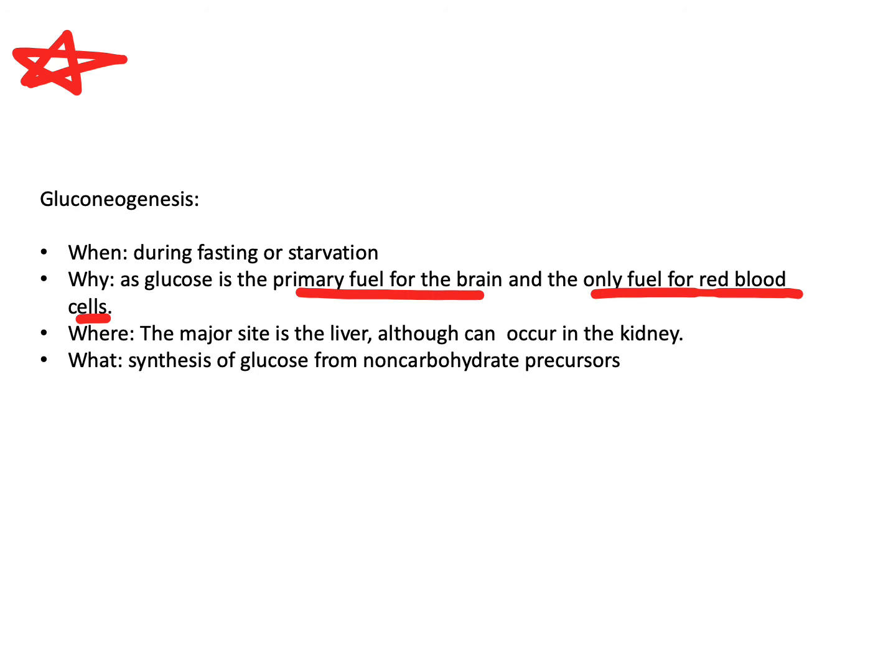Here are some facts about gluconeogenesis. When is it needed? During fasting or starvation, when the glucose level is low. Why? Because glucose is such an important fuel, the primary fuel for the brain and the only fuel for red blood cells. Where? The major site is the liver, although it can occur in the kidney and some happens in the intestine. What is used? The synthesis of glucose from non-carbohydrate precursors.